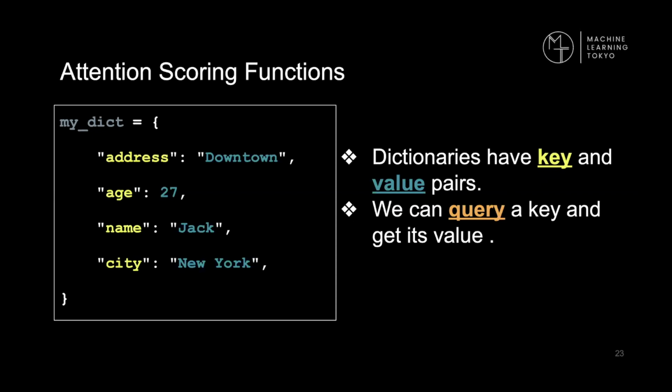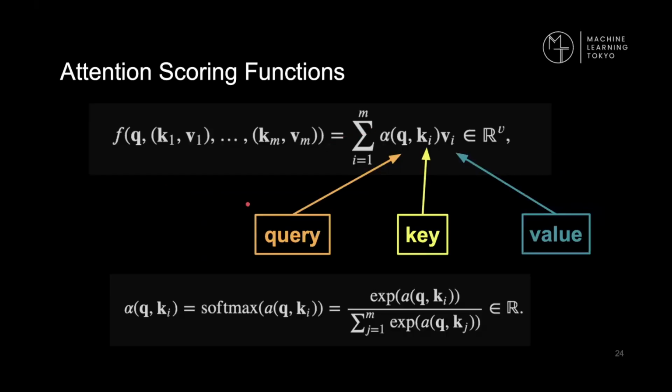But what we'll do now is try to do this in a probabilistic fashion. What that means is that given a query, what's the most similar key available in the dictionary, and tell me that and give me the corresponding value for it. So that's what attention scoring functions will tell you. And this is what they look like mathematically.